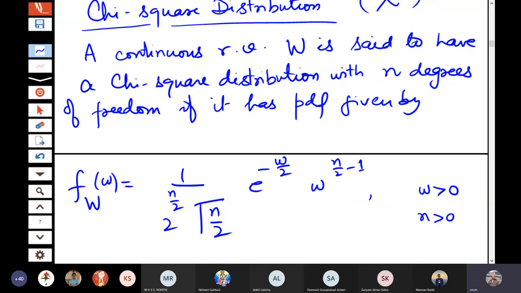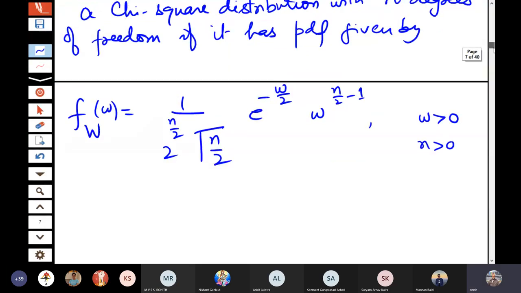So is this form clear to everyone? Is it visible? Yes, sir. Can you identify this? Because we have already done a large number of continuous distributions. So is it similar to something which we have already done? Sir, gamma distribution. It is a gamma distribution. So I am calling it by another name because this is a special case of the gamma distribution.